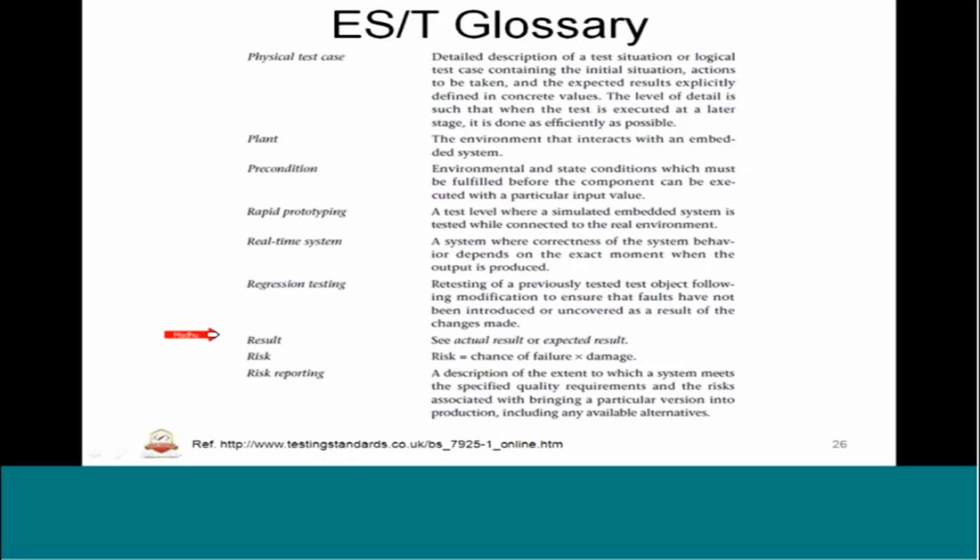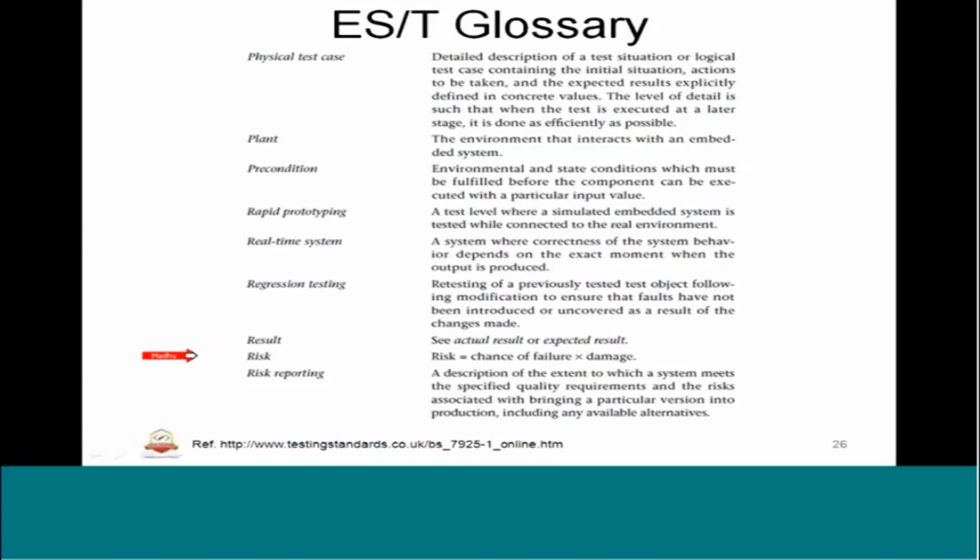Result, we know that: actual result or expected result. The actual result is what we get on the system when it is subjected to a specific test. The expected result is what is being expected, which is put as part of the test case design.